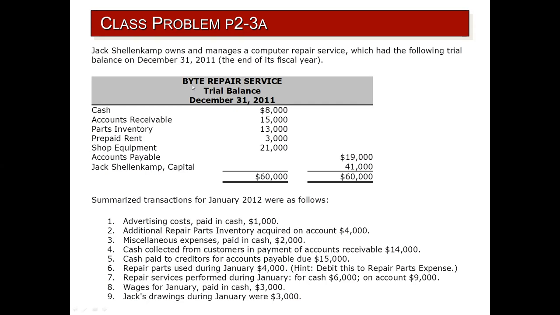Okay, in this case, I think this is a sole proprietorship. This guy, Jack Schellenkamp, owns and manages a repair service company. And he has an account called Capital. So if you go back to sole proprietorship structure in accounting records, if it's a sole proprietorship, we don't have stockholders' equity, we have capital. One capital account for the owner. And whenever the owner takes out assets from the company, in this case, they're going to take out cash of $3,000. In other words, he's withdrawing $3,000 from the company for his use. We're not going to debit dividends. We're going to debit the drawing account.